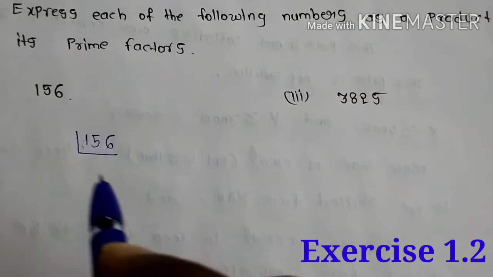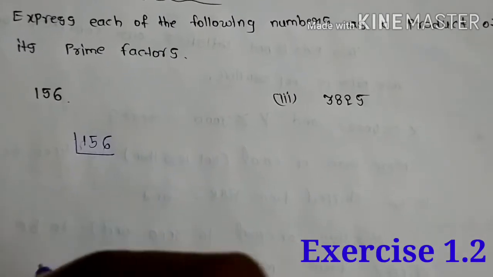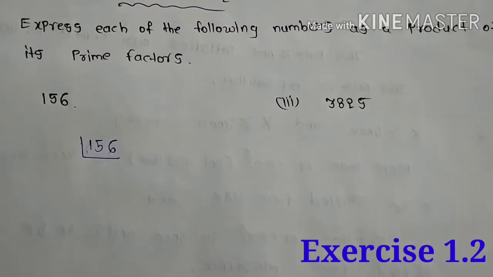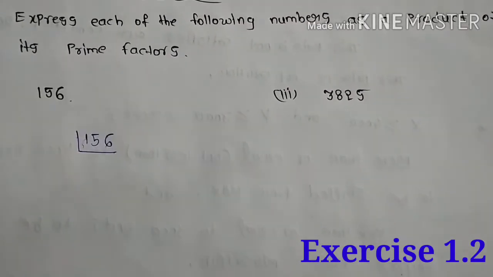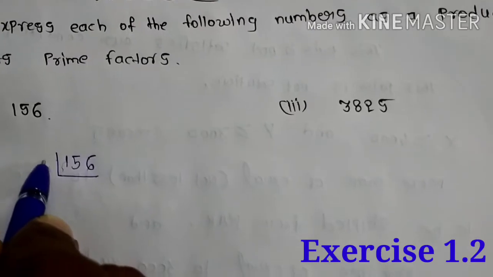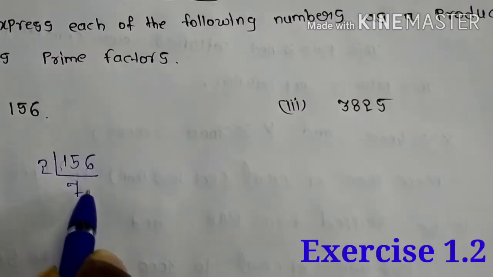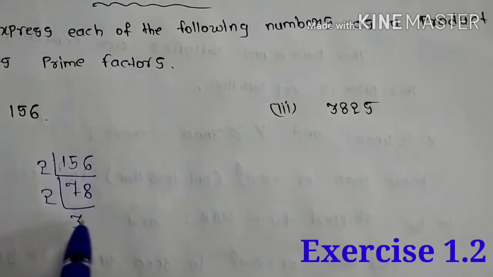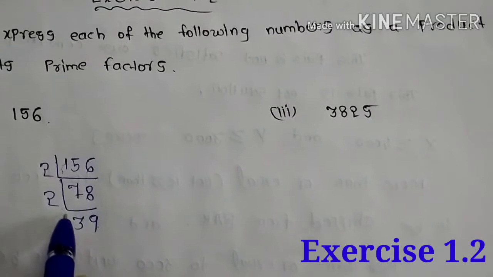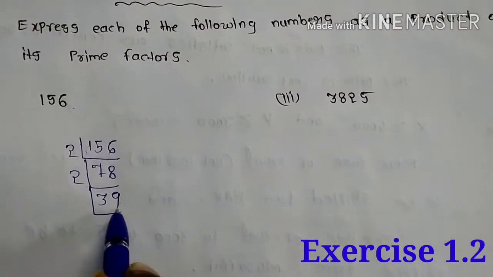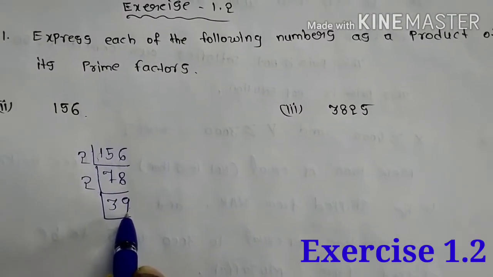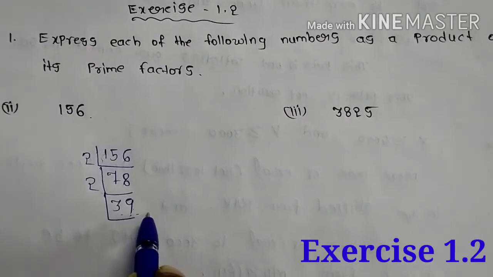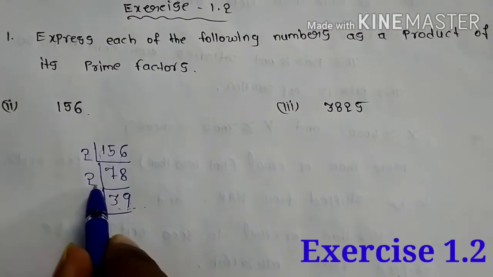See, first you can check with prime numbers. Start from 2, 3, 5, 7. You can write in ascending order, that means increasing order. First of all, I am taking 2. See here, 2 sevens are 14, 2 eights are 16. Next time also you can take 2 threes are 6, 2 nines are 18. Now you can see the units place is how much? 9. Is 9 divisible by 2? It's not divisible by 2. Why? Because 39 is an odd number. So don't take the 2 table.